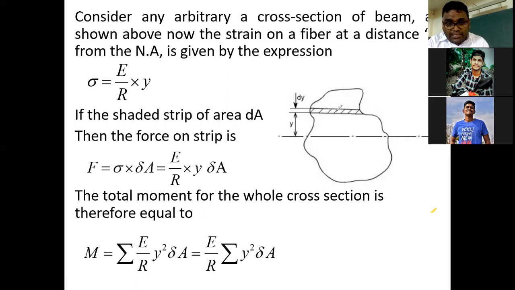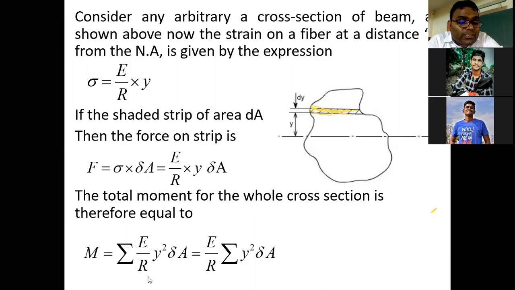This is the small element, but we have to find it for the whole section. So what we can do? Just sum all. The total moment for the whole cross-section is therefore equal to this. Total moment, which we represent by M, is equal to the summation of this equation. This is a moment, so we have to multiply by the distance from the neutral axis. The distance of this area from the axis is y, so this becomes y square del A.